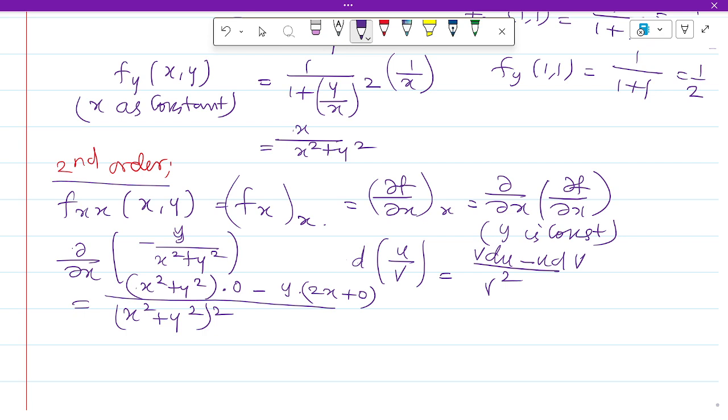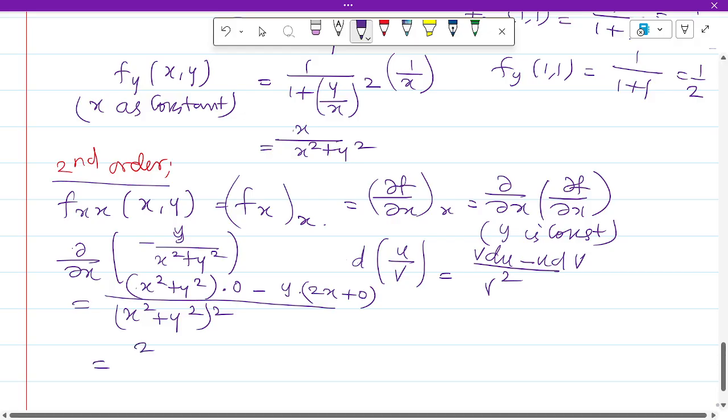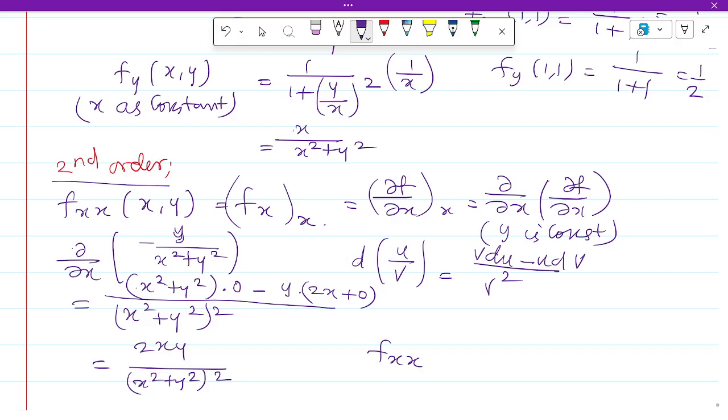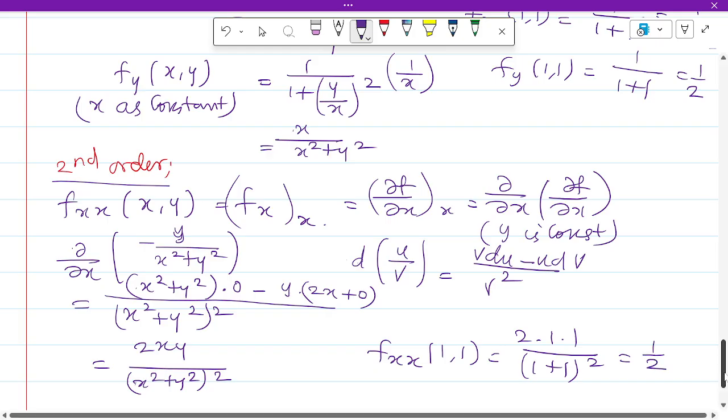So what do you get here? 2xy, that is equal to 2xy divided by x square plus y square whole square. Now you have to substitute 1 comma 1 for the x value and y value. That means fxx of 1 comma 1 is 2 into 1 divided by 1 plus 1 whole square. Once again you will get 1 by 2 only.